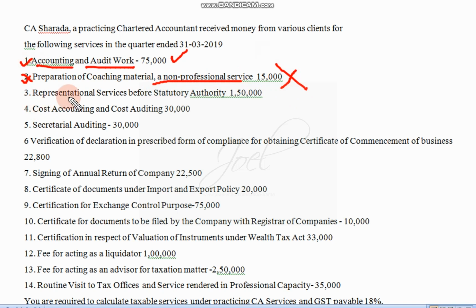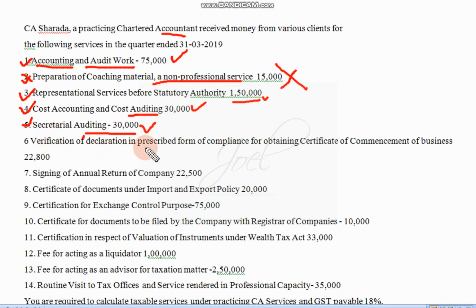Next, representational services before statutory authority. That means it may be you have prepared some report or some service you are giving to the statutory authority, maybe government authority. Yeah, it is fully you can consider it. It is taxable service. Next, cost accounting and cost auditing. It is like auditing services will be given by the accountant, right? This is taxable. Then secretarial auditing, this is also one of their kind of service, so we can consider it.